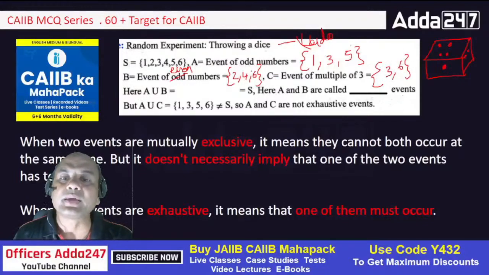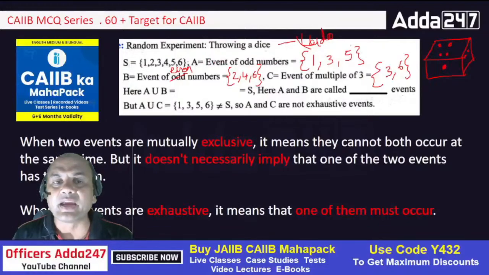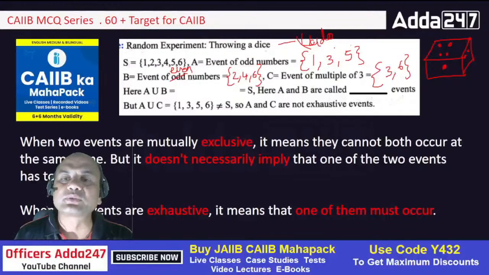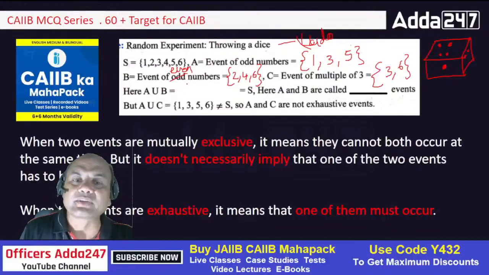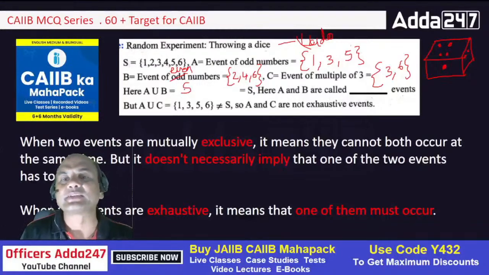So what is A union B? A union B means A and B totally together. So the combination of these two is 1, 2, 3, 4, 5, 6. So it is equal to what? This is the same as S. So this is S, the sample space.